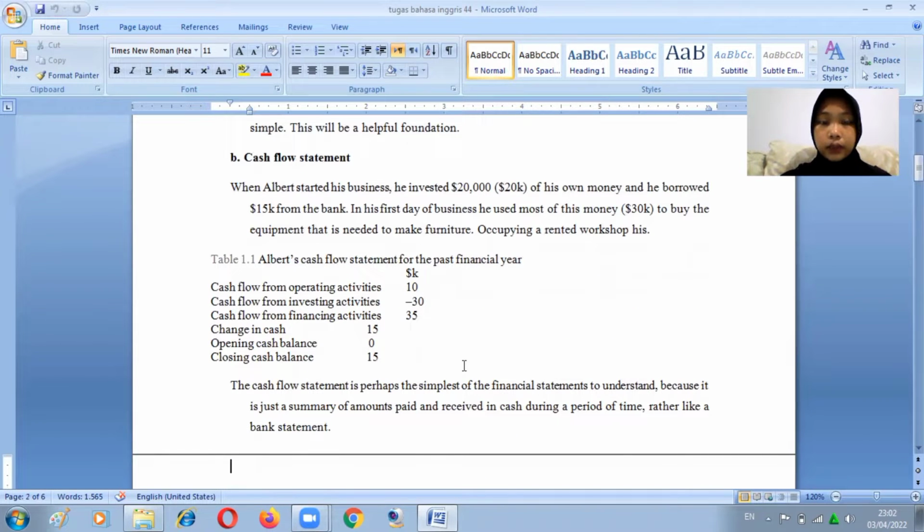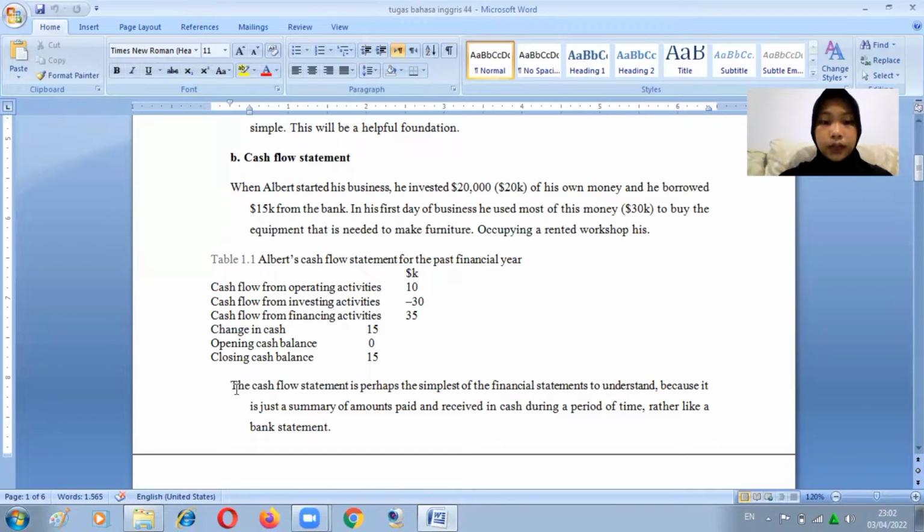B. Cash flow statement. When Albert started his business, he invested 2,000 of his own money, and he borrowed 50,000 from the bank. On the first day of business, he used most of this money, 30,000, to buy the equipment that is needed to make furniture. Turning to the worksheet, you can see Table 1.1, Albert's cash flow statement for the past financial year.